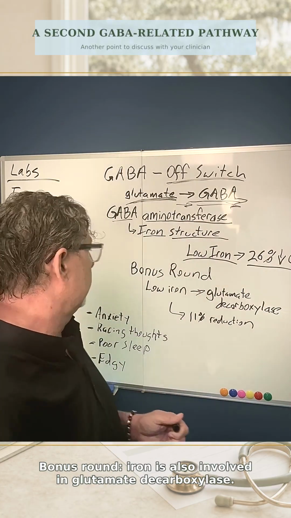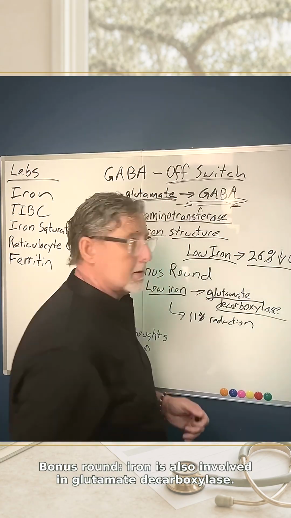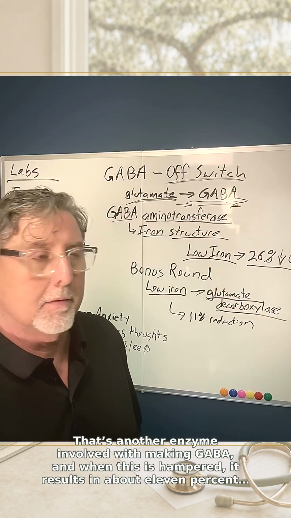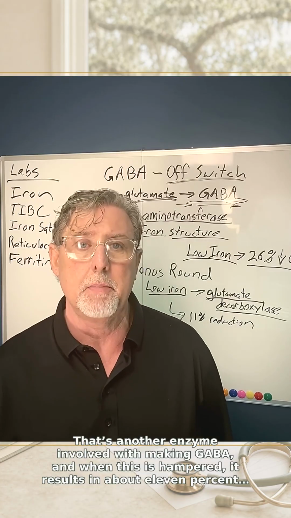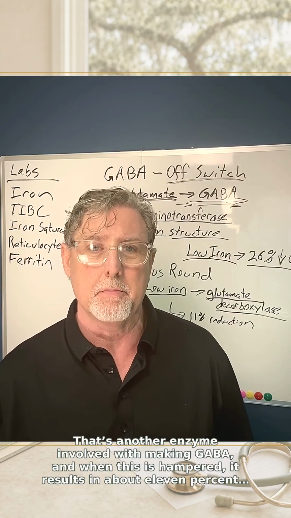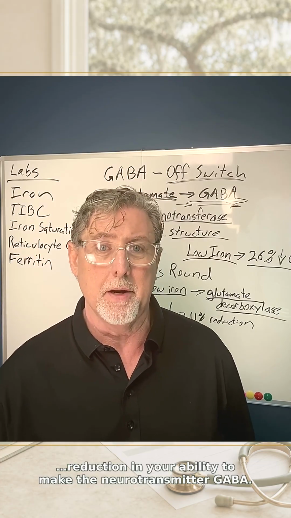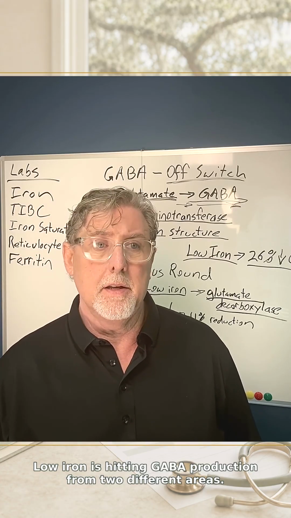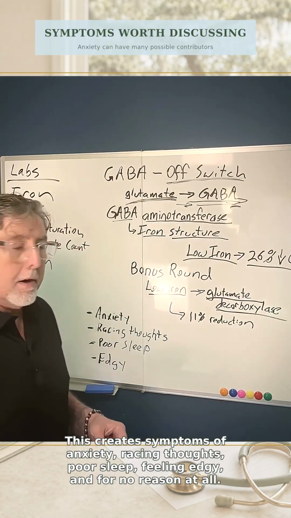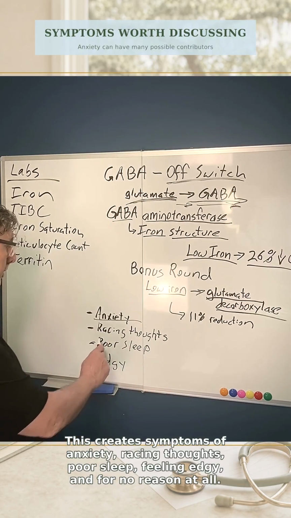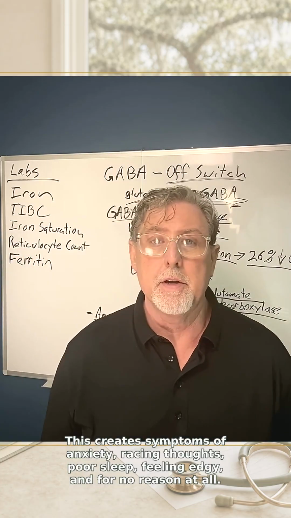Bonus round, iron is also involved in glutamate decarboxylase. That's another enzyme that's involved with making GABA. And when this is also being hampered, it results in about 11% reduction in your ability to make the neurotransmitter GABA. So the low iron is hitting that GABA production from 2 different areas. And this creates symptoms of anxiety, racing thoughts, poor sleep, feeling edgy, and for no reason at all.